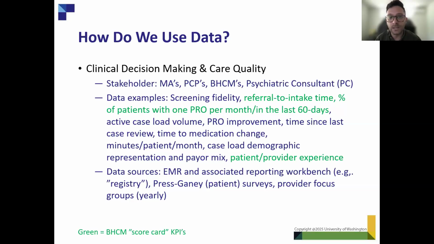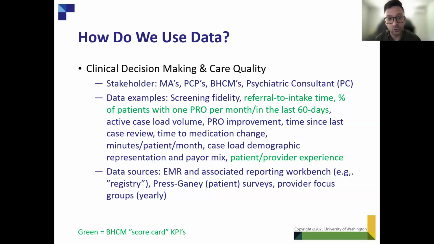And clinical decision-making and care quality needs to speak to MAs who are doing the population-based screening, the primary care providers who are interested in, one, how their patients are doing, what they need to do next for their patients. And they're also interested in productivity because we incentivize primary care providers based on their referrals into the collaborative care program. Our care managers naturally need to understand how they're doing so we can benchmark their progress. And the psychiatric consultant needs data to make real-time clinical decisions, oftentimes for patients that they're not even seeing.